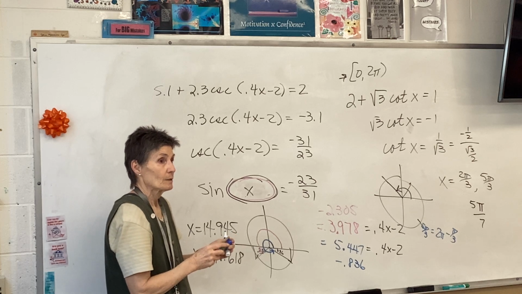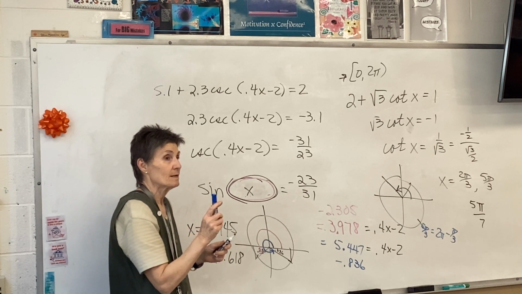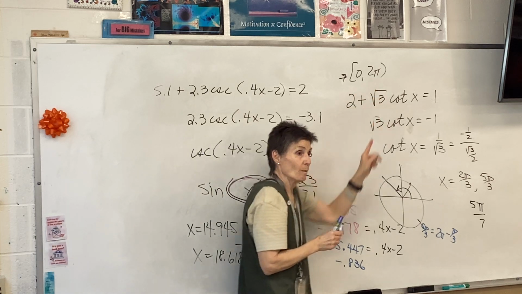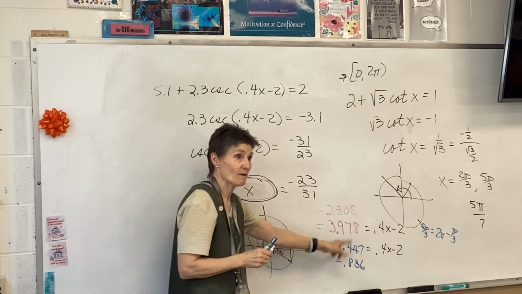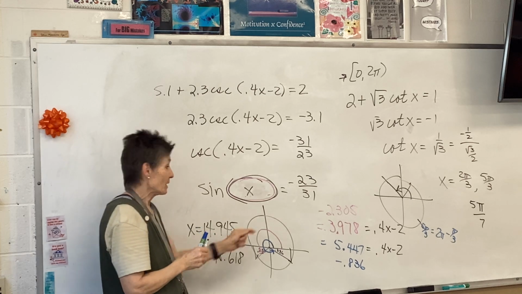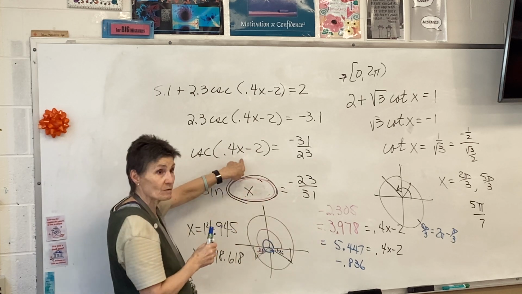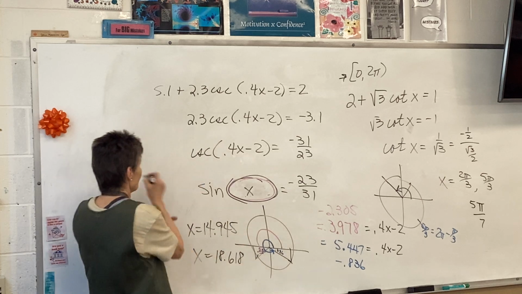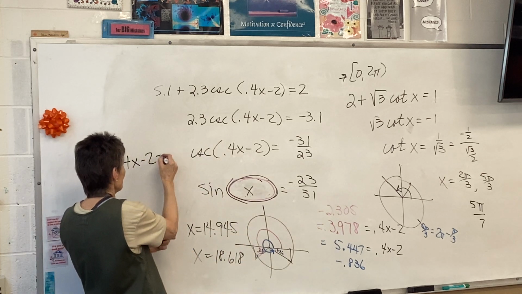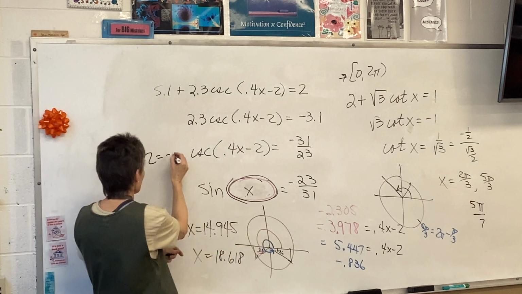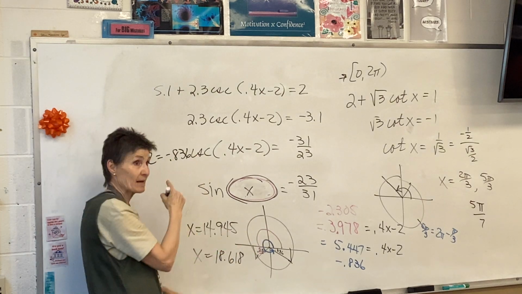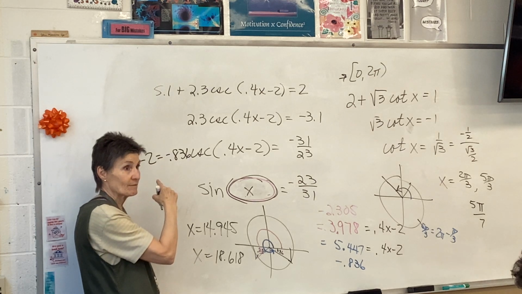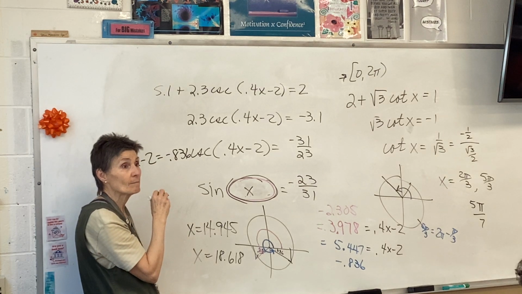Because it's under 0. Okay, but wait a second, wait a second. X has to be in there. Remember, these aren't X values, these are those values. So 0.4x minus 2 has to equal negative 0.836. Is that gonna come out positive? It is.